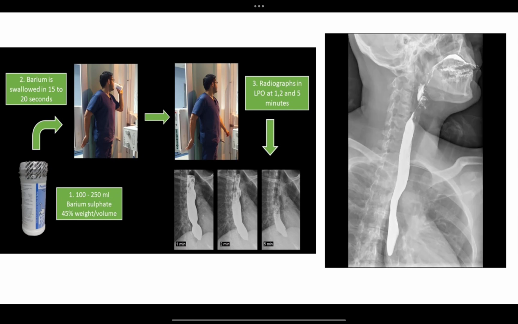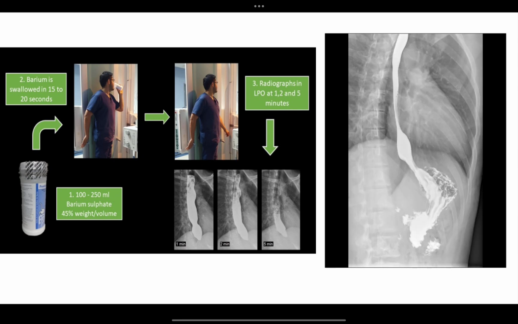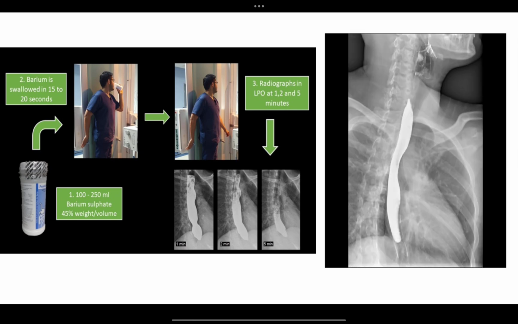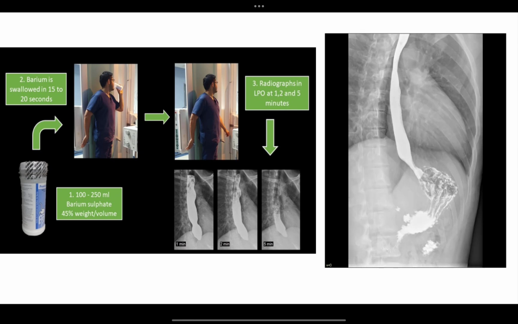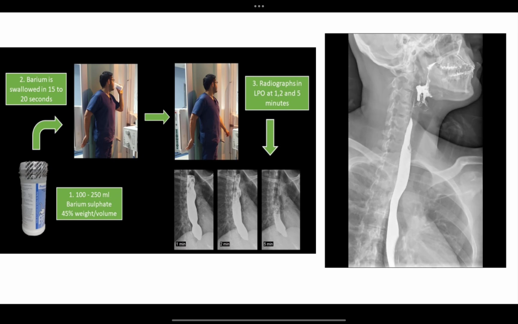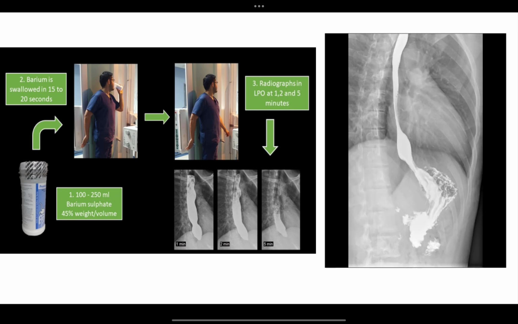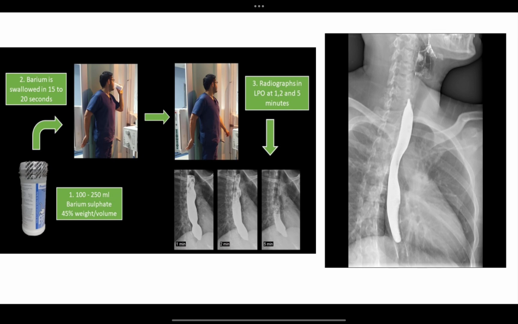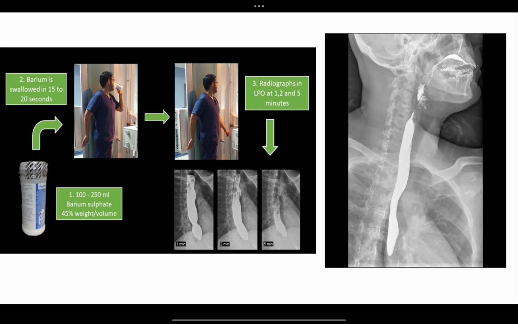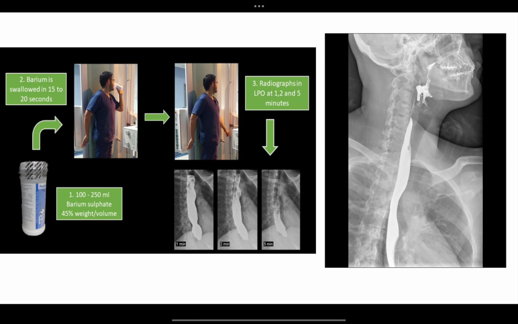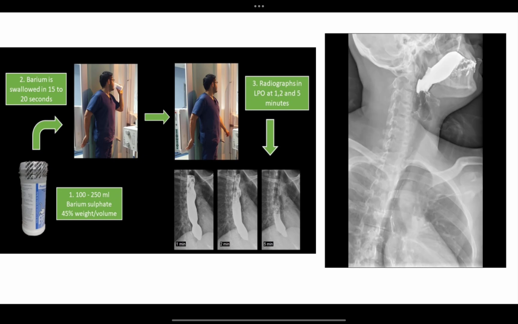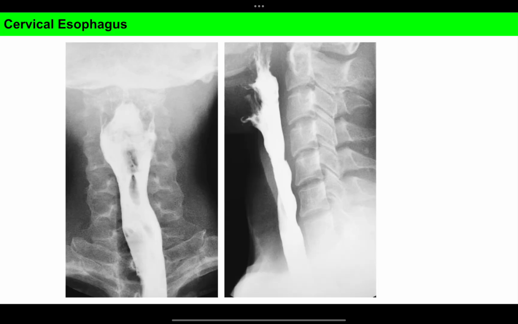In this image, you can see how we perform fluoroscopy with the patient in a standing position, drinking barium sulfate. During fluoroscopy, we can visualize how barium sulfate passes through the gastrointestinal tract, especially the esophagus.